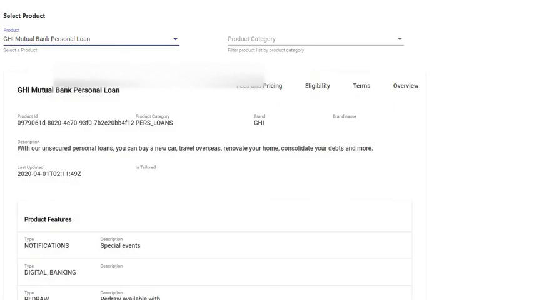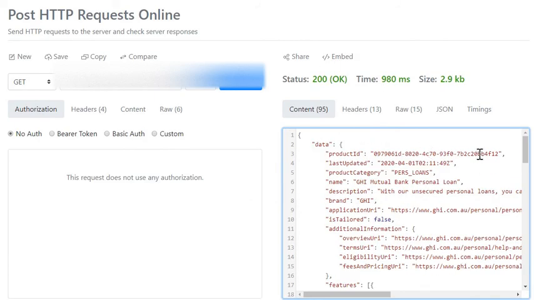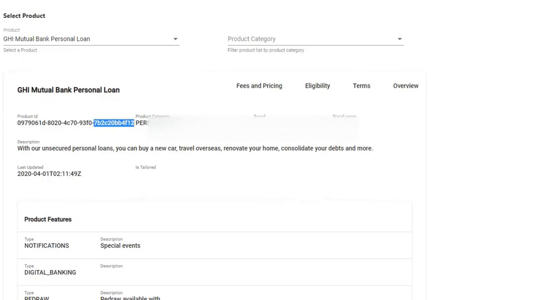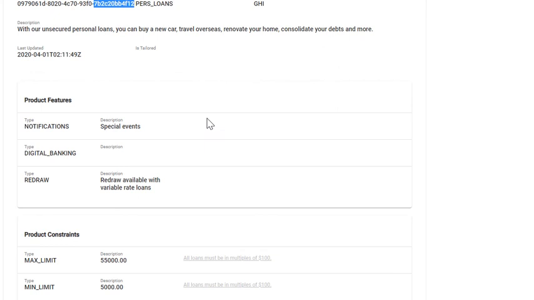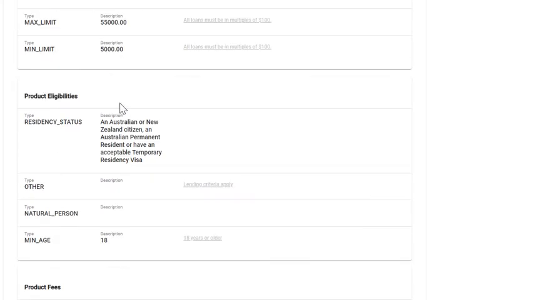Let's have a look at the GUI. So here's our personal loan. We know it's the same one because it's the same ID, BF412. So I'm pretty sure it's the same one. Now let's go down and have a look at this. What we've done is take that not very human-readable JSON data and format it into something that's a little bit prettier, a little bit easier to read.